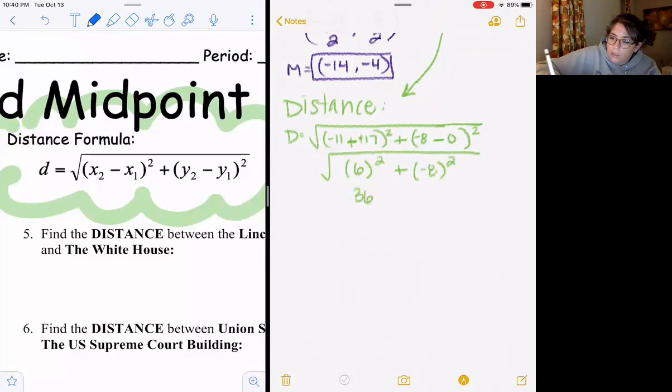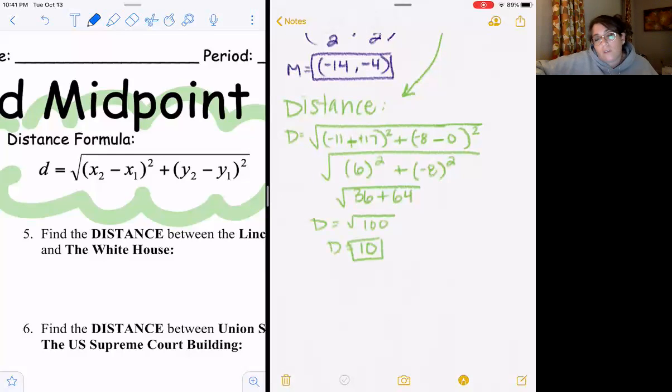So 36 plus 64 means that's going to be, wow, 100. I seriously picked 2 problems that have no decimals on accident. 36 plus 64, that doesn't happen, is the square root of 100. All right, so the square root of 100 is 10. So the distance is going to be 10 units, depending on the measure of each square.